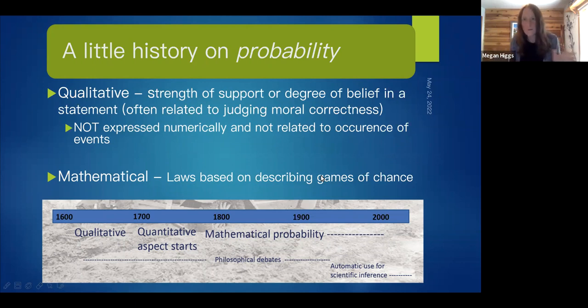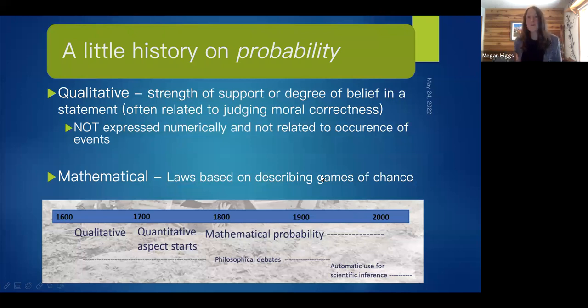It wasn't the idea of probability that we have right now. It was originally these ideas of a strength of support, like how certain am I, but described in words, not quantified. And it wasn't related to any occurrence of events. Once it started to be mathematical, it still wasn't really what we think about today, but it was just trying some quantifying to games of chance.